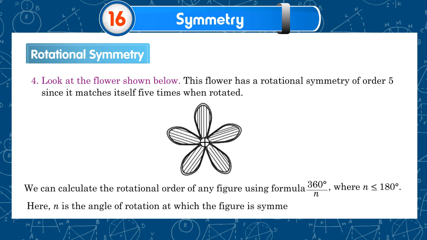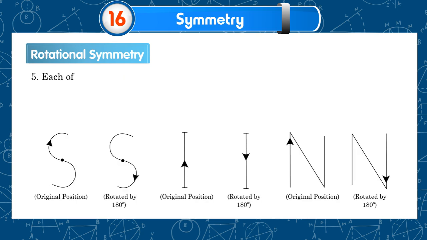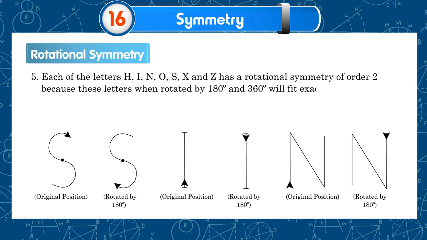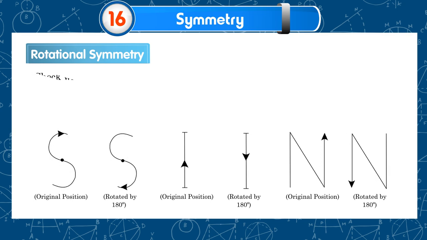Each of the letters H, I, N, O, S, X and Z has a rotational symmetry of order 2, because these letters when rotated by 180 degrees and 360 degrees will fit exactly onto themselves each time. Check whether other letters also have the rotational symmetry of order 2.